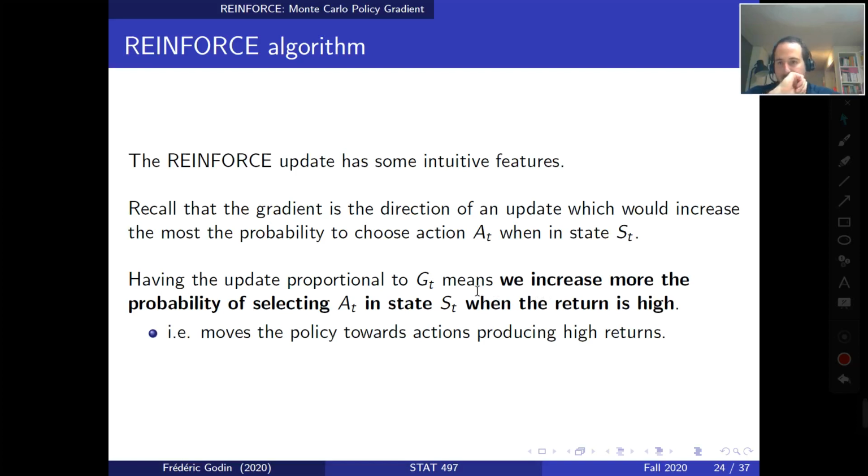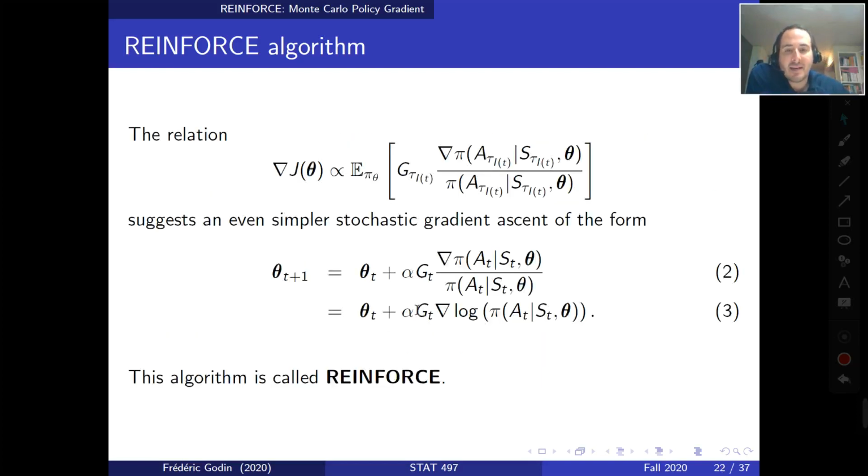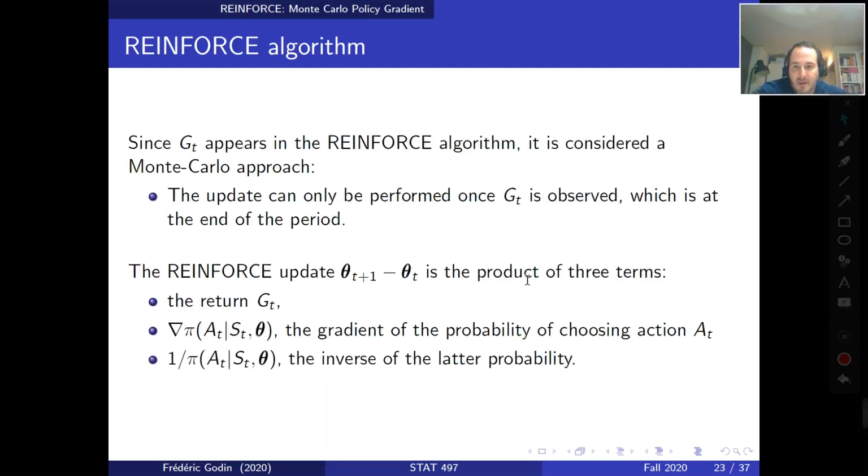So basically, what this says is we're always going to move the parameters in the direction to increase the probability of selecting the action we just did select. So whenever we do an action in a given state, we always increase its probability. This might seem weird, but let's explain that. Here we increase the probability, but the amount by which this is increased is weighted by these two quantities, G_T and pi. So why is that the case?